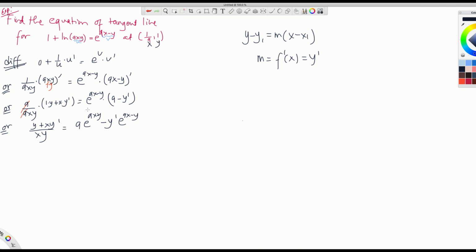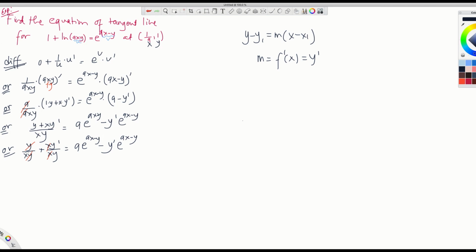Okay, so our goal here is to solve for y prime. Don't forget that goal. Or let us split the denominator. You write y over xy plus xy prime over xy equals 9 e to the 9x minus y minus y prime and then e to the 9x minus y. Y prime is there. Now we simplify that. We cancel y and y, x and x there. Okay, and then move all the terms with y prime to one side and non-y prime to the other side.